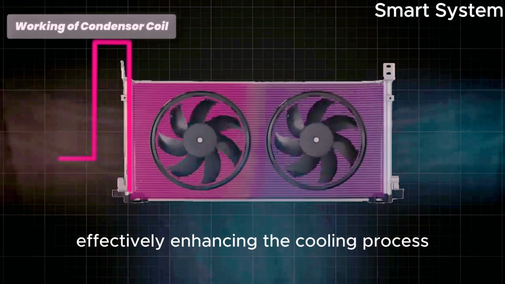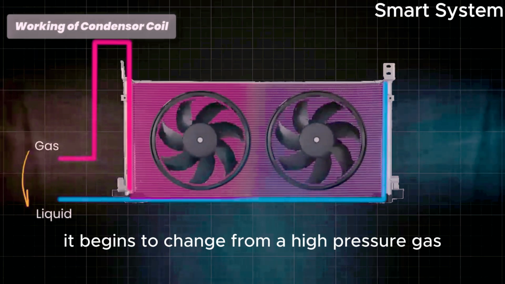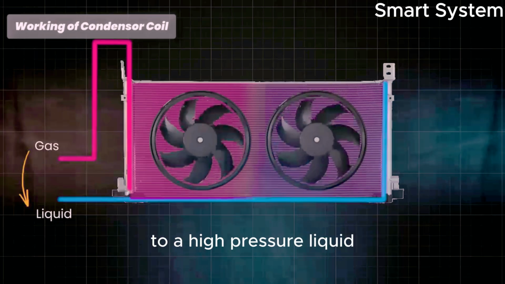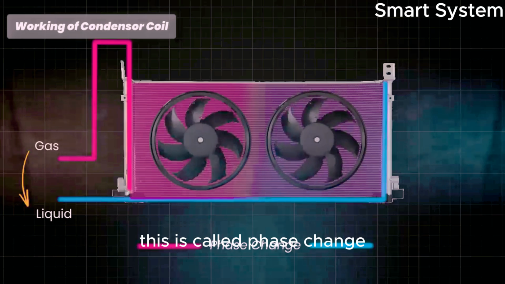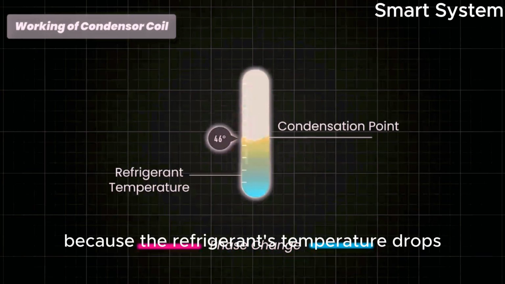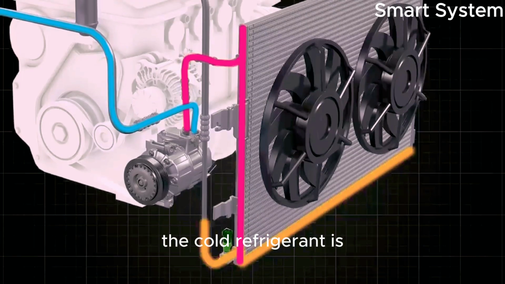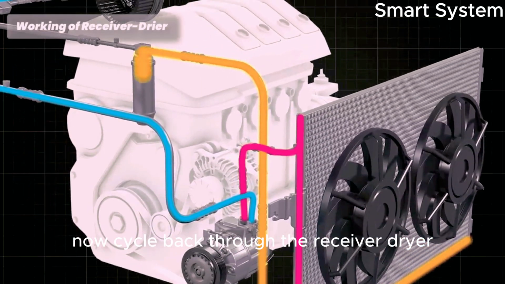As the refrigerant loses heat, it begins to change from a high-pressure gas to a high-pressure liquid. This is called phase change. This phase change occurs because the refrigerant's temperature drops below its condensation point as it releases heat. The cold refrigerant is now cycled back through the receiver dryer.